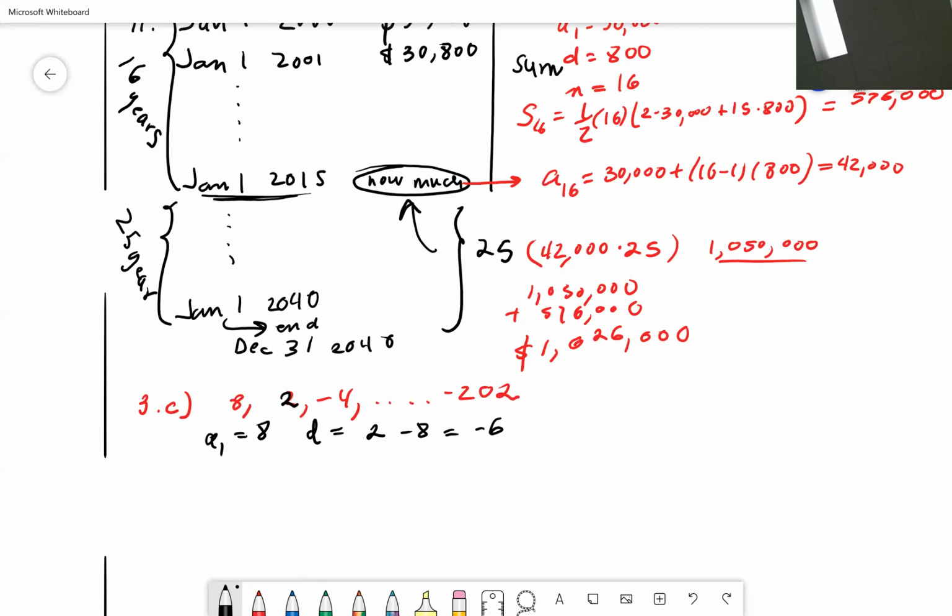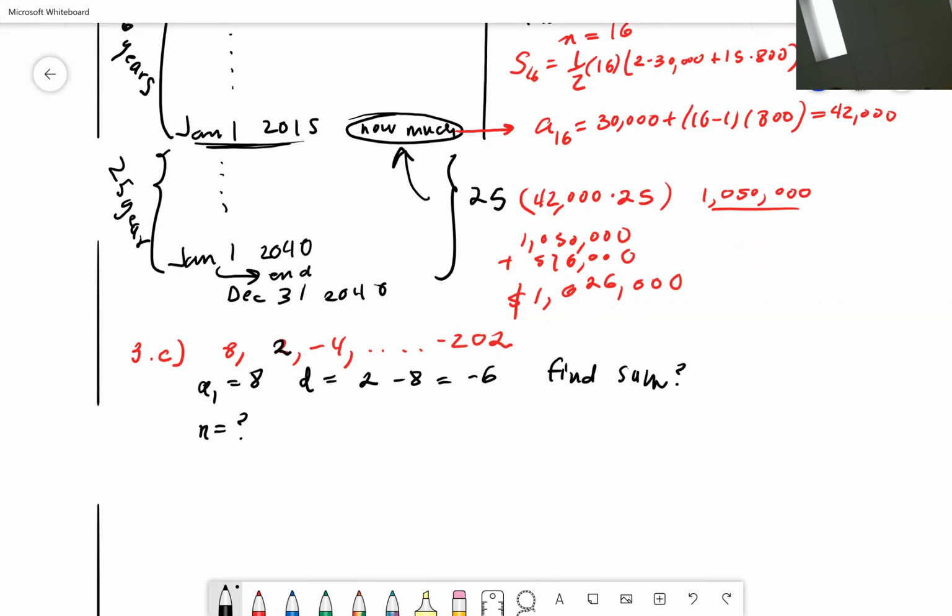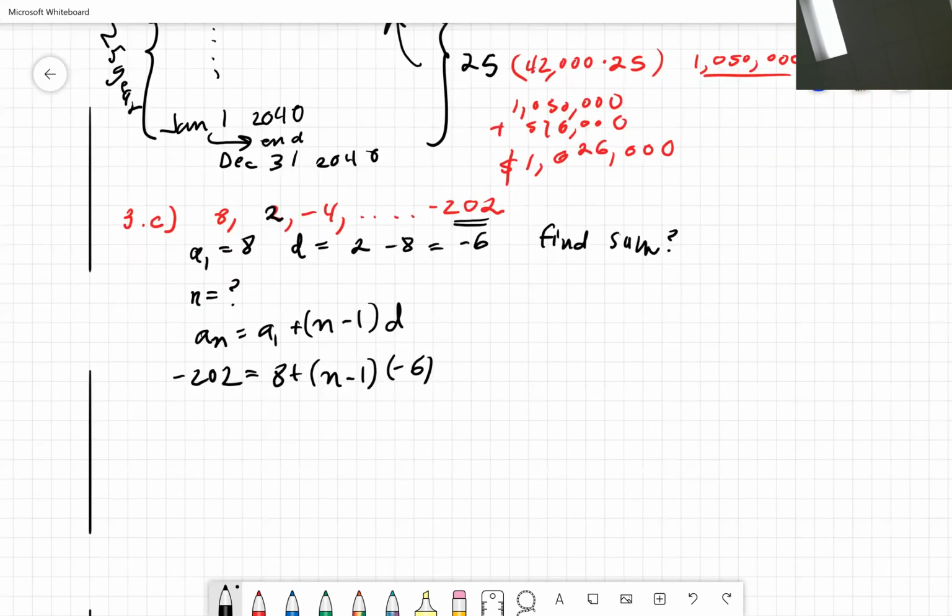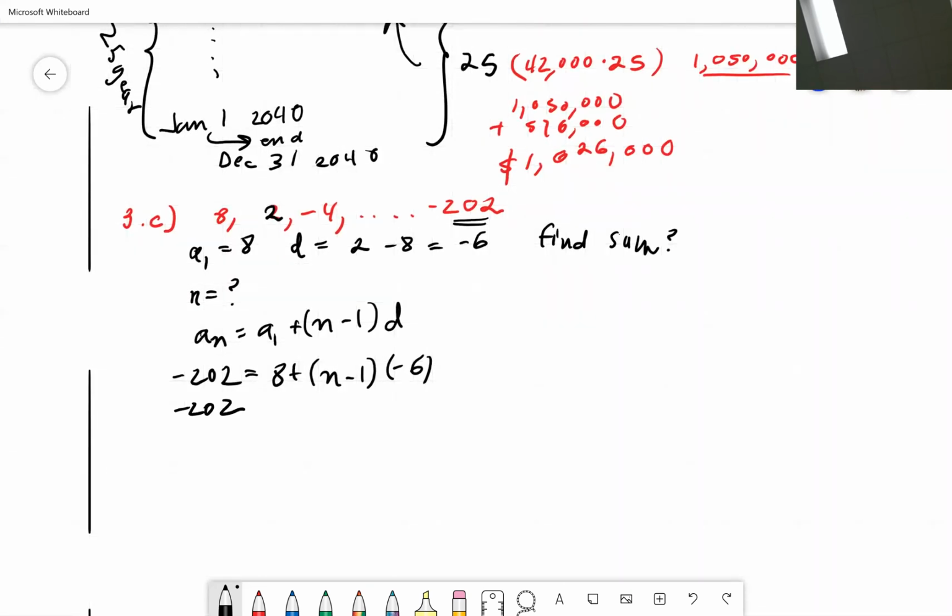So the first thing I would do here, since they want to find the sum, is I gotta figure out n. So the way I'm gonna do this is that last term right here, I'll write A's of n equals A's of 1 plus n minus 1 times d. This is the formula for a term in a particular arithmetic sequence or progression. So -202 equals 8 plus n minus 1 times -6.